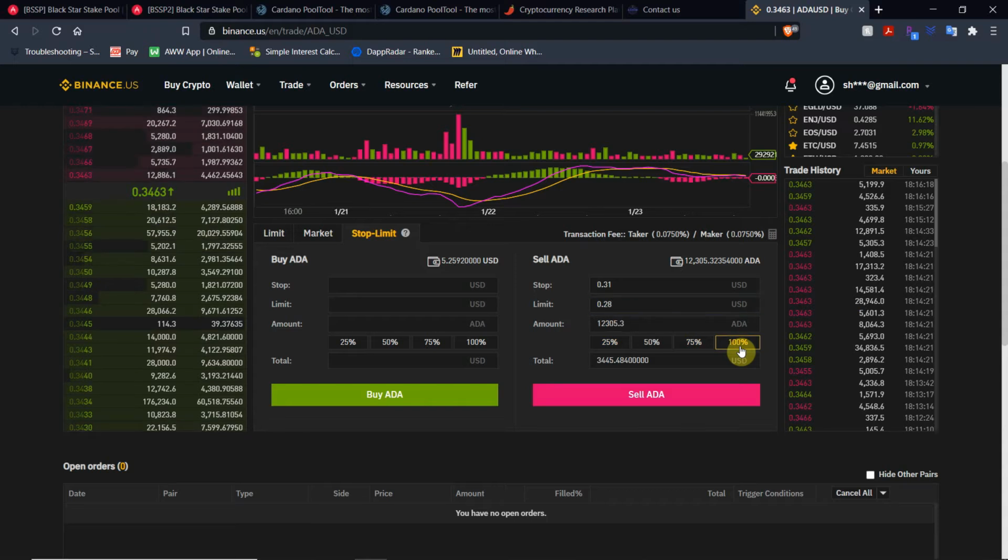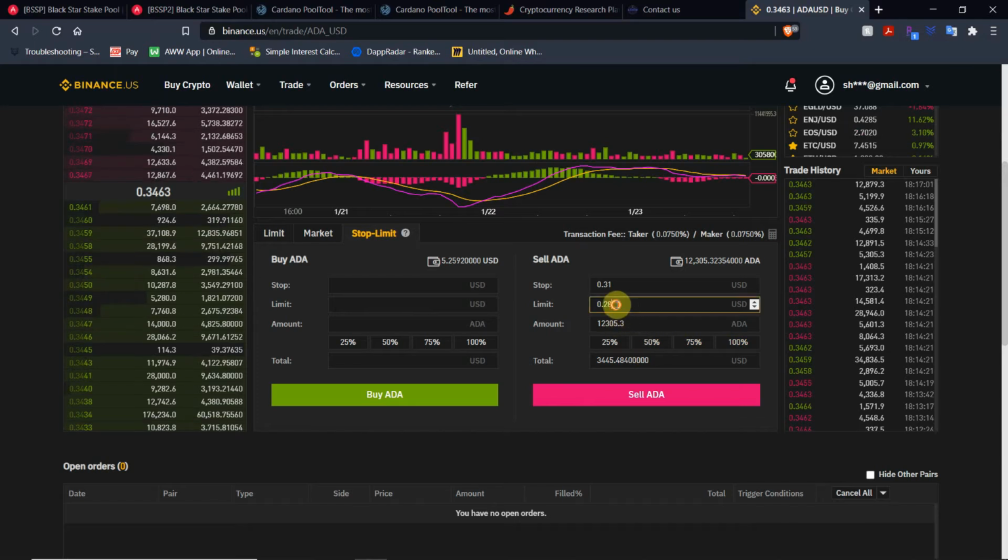Now, what's that going to do? That's going to sell every ADA I have up to 28 cents. As soon as the price of ADA hits 31 cents, it's going to sell everything I have until it gets to 28 cents. If 28 cents comes too fast, then I'll still have ADA left over. But more than likely, it will catch it.